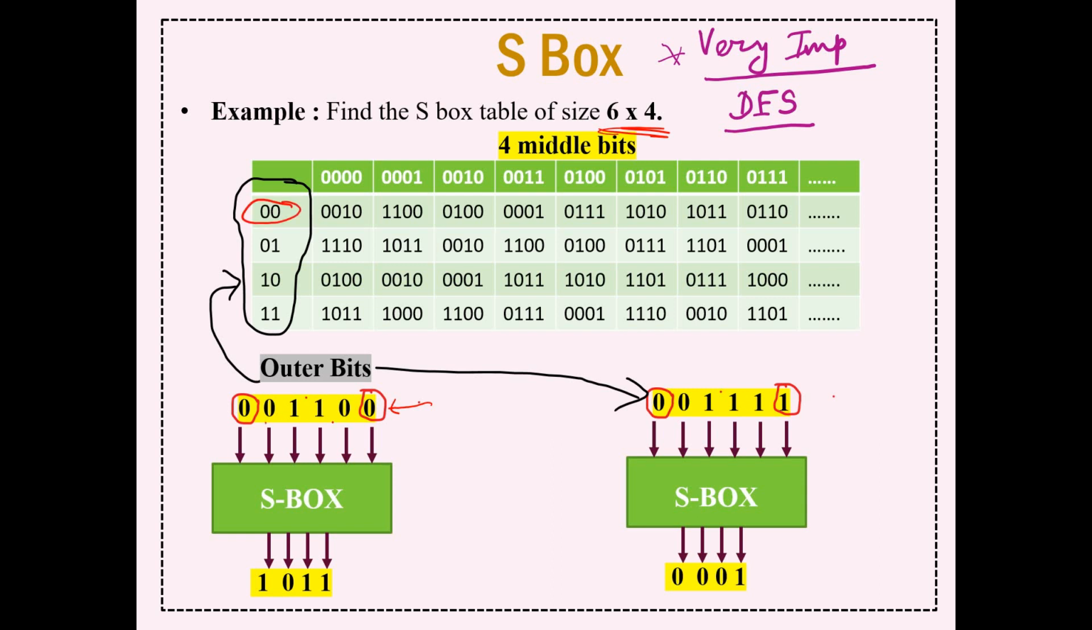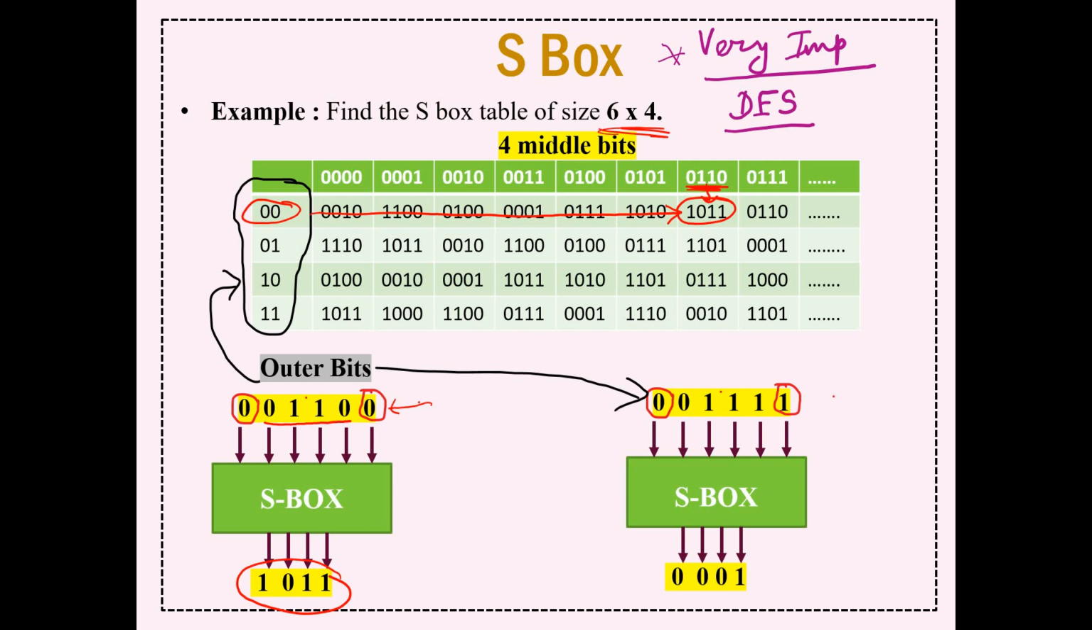Now what are the middle bits? 0, 1, 1, 0. Where is 0, 1, 1, 0? 0, 1, 1, 0 is here. So wherever it will intersect, 1, 0, 1, 1 will be the output.